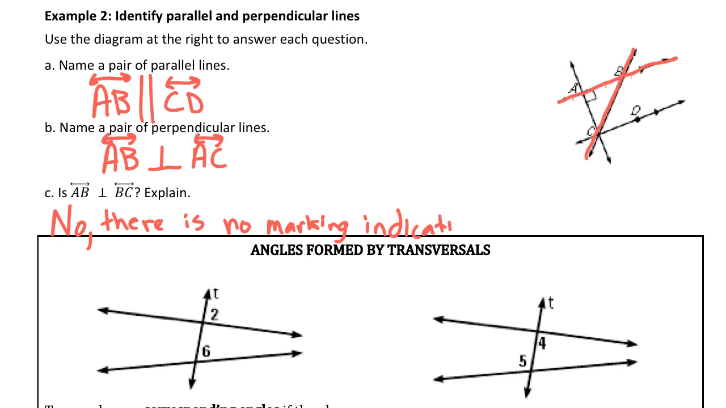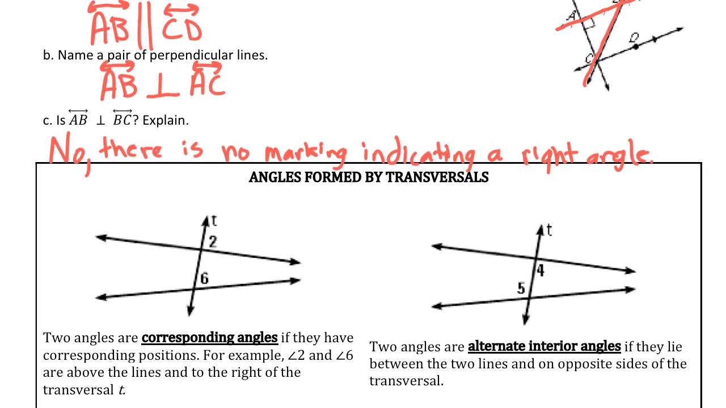Let's see if I can spell. Indicating a right angle. There's no marking indicating a right angle between those two lines. So we cannot assume, okay? It obviously doesn't look like a right angle, but again, if I don't mark it, I can't necessarily assume, okay?